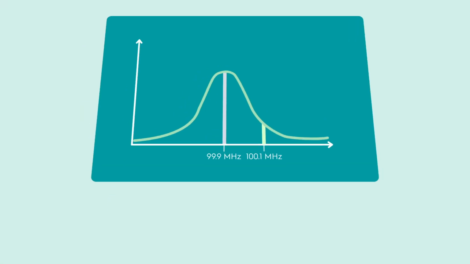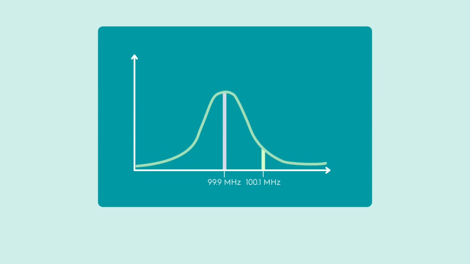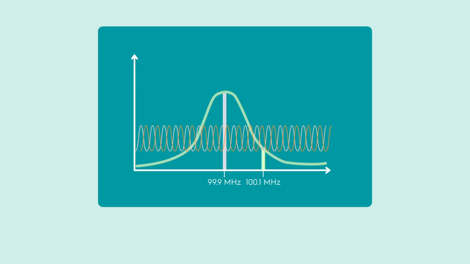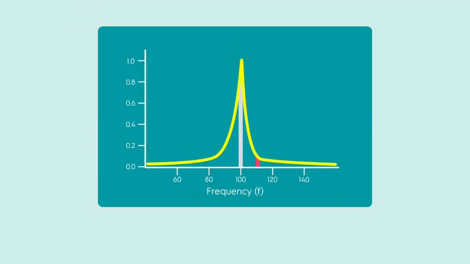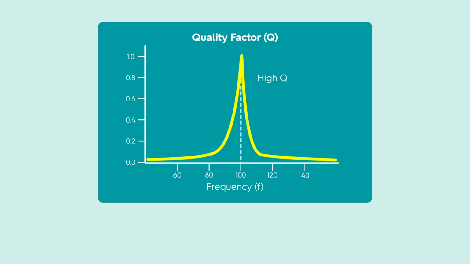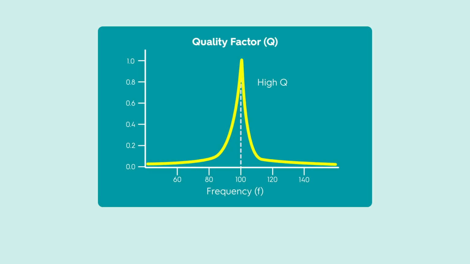With a wide, flat curve, nearby stations can still create a moderate current. That means you may hear a little bit of an unwanted station mixed in, especially if the frequencies are close. With a sharp curve, the off-frequency response drops fast, so the radio cleanly rejects stations that are not right on resonance. Engineers describe this with a quality factor Q.